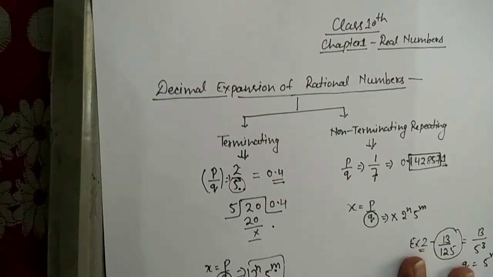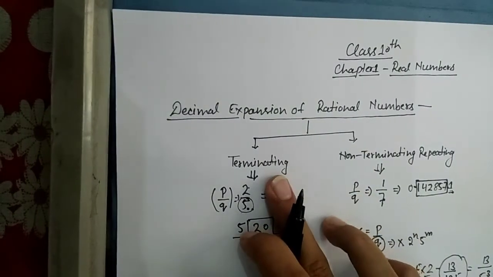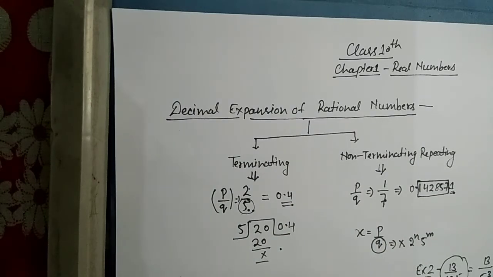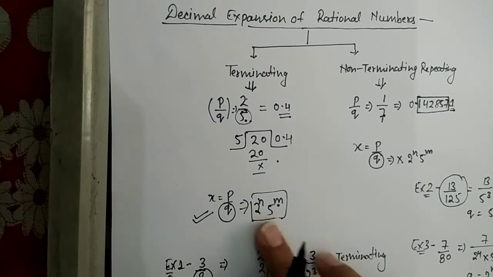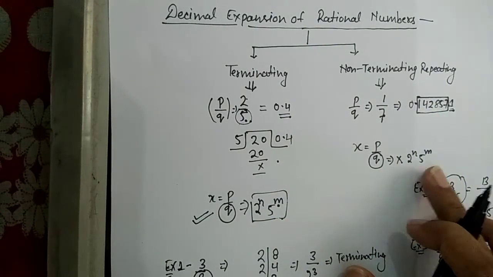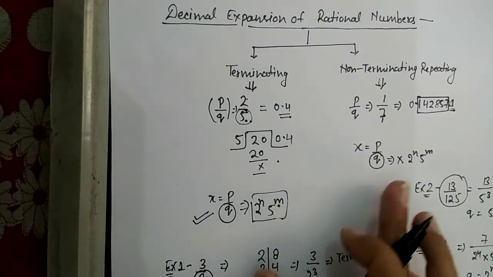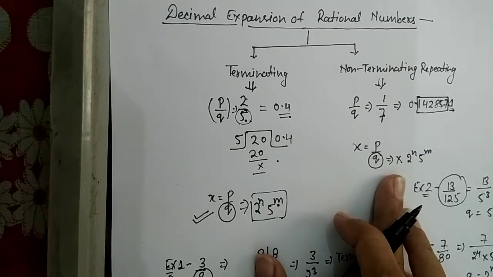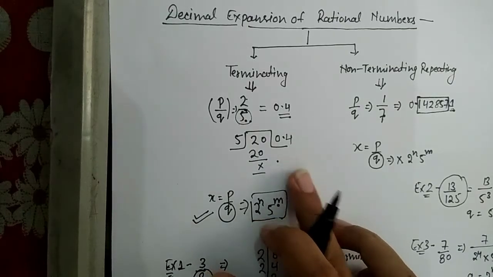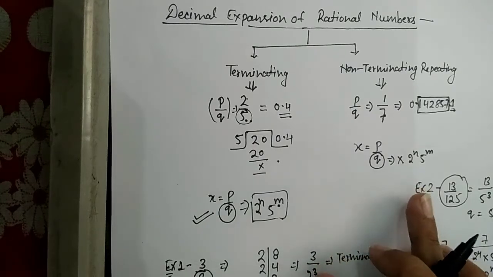So this was our topic of today, decimal expansion of a rational number. Here are two types, terminating and non-terminating repeating. Terminating is where Q is of the form 2 to the power n, 5 to the power m, and in non-terminating, Q is not of the form 2 to the power n, 5 to the power m. Okay, you have to do it this way in your board exams. If they say to you that if this is terminating, then show it, then you will do this. Otherwise you will check by this and you will write down whether this is terminating or non-terminating.